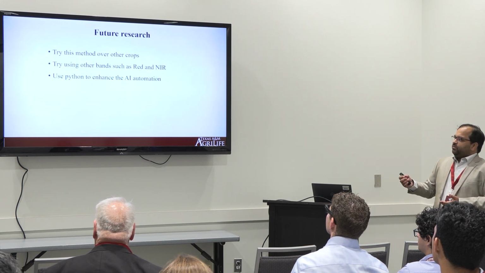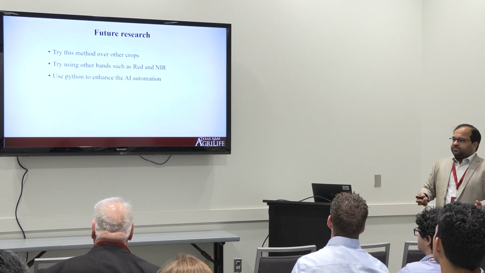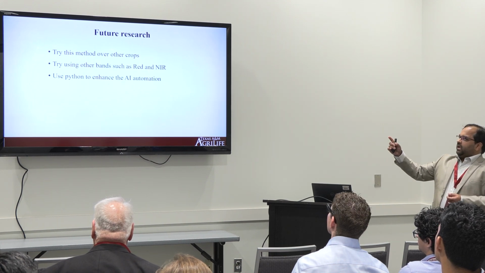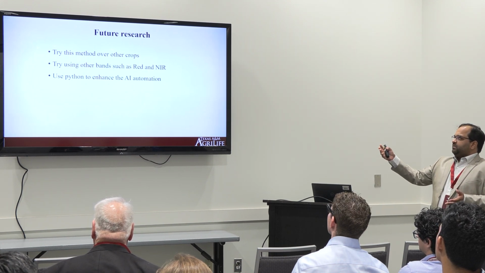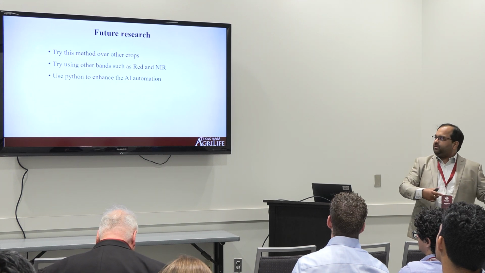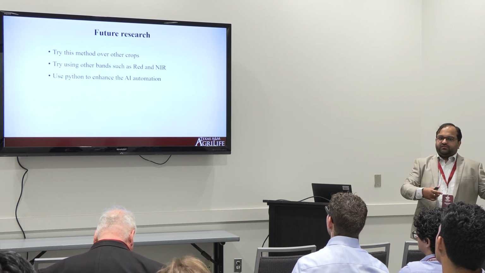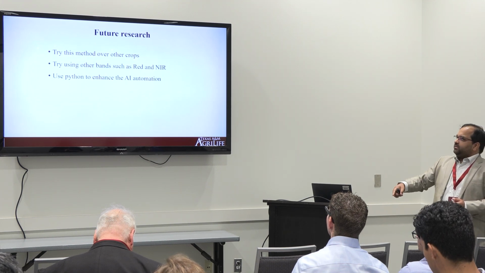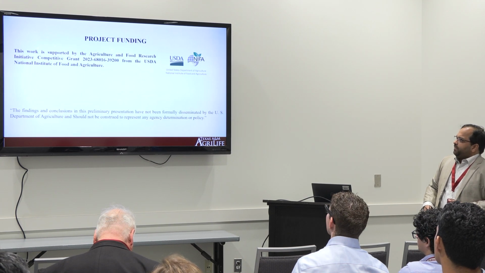In future work, we would like to try this on other crops, such as alfalfa, cotton, those things. We would also like to try other bands, like red and NIR, if we cannot have a trustworthy thermal, or if we don't have a thermal sensor in our arsenal. And another thing would be to use Python to enhance this AI automation.